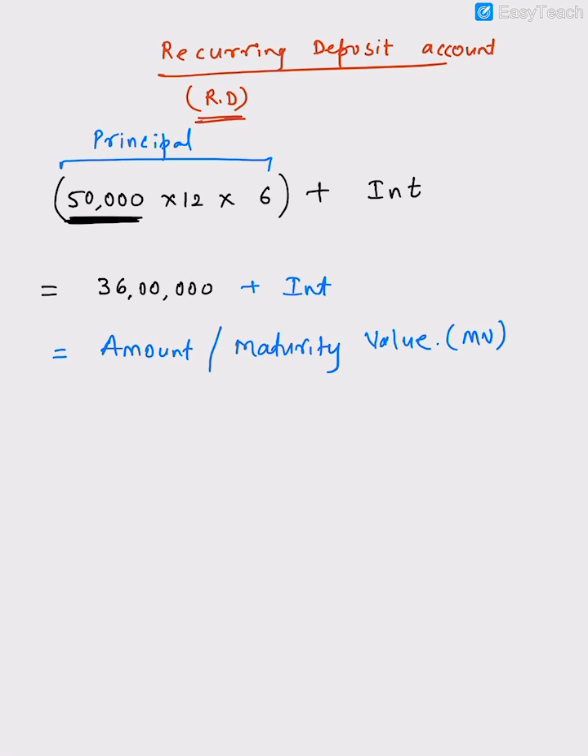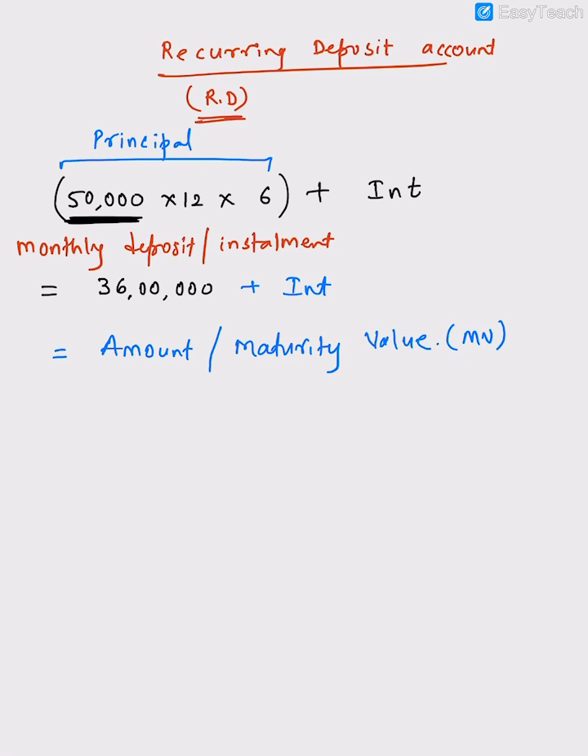Now the money which you have invested over here, that is 50,000 rupees what you're paying every month, we call this a monthly deposit, or it is also called an installment, something like EMI, easy monthly installment. So it is called either a monthly deposit or an installment.